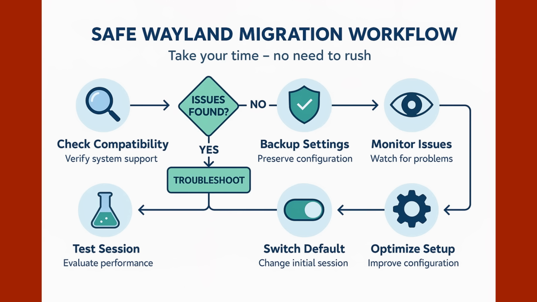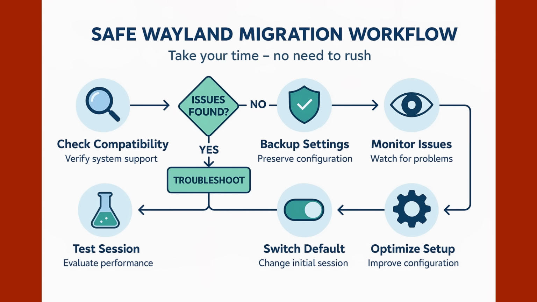Here's how to check. Run nvidia-smi if you have NVIDIA, or lspci | grep VGA for any graphics card. For NVIDIA users, also check if kernel mode setting is enabled with cat /sys/module/nvidia_drm/parameters/modeset. If it shows N, you'll need to enable it by adding nvidia-drm.modeset=1 to your kernel parameters.